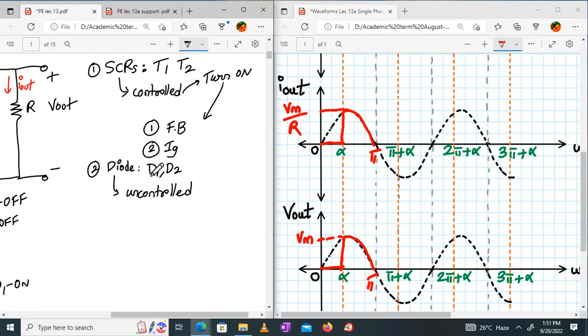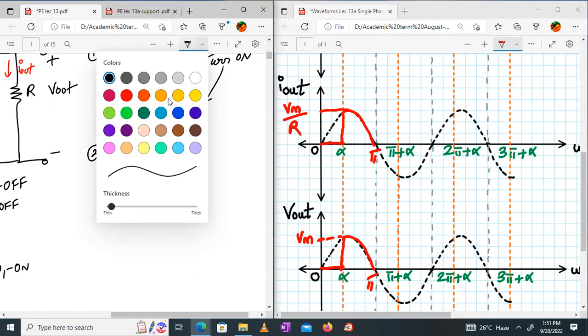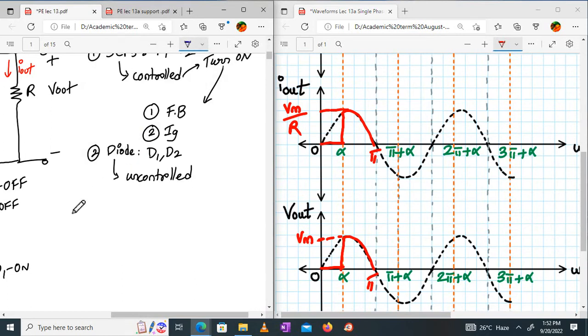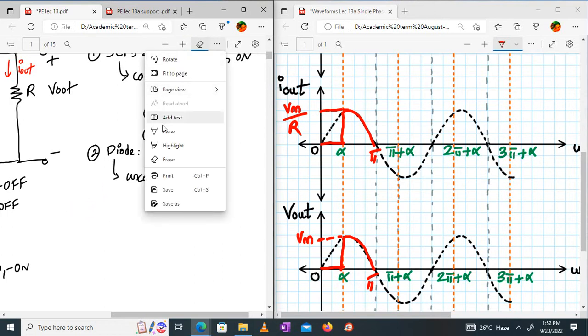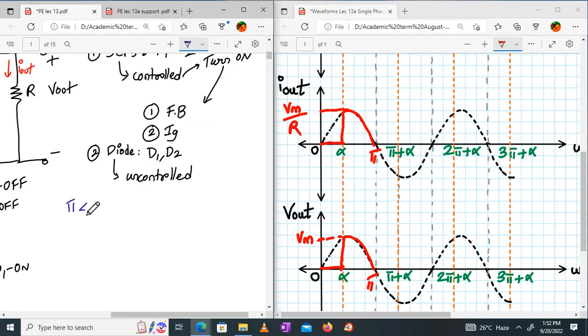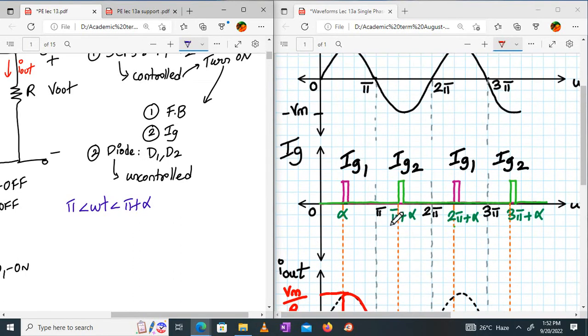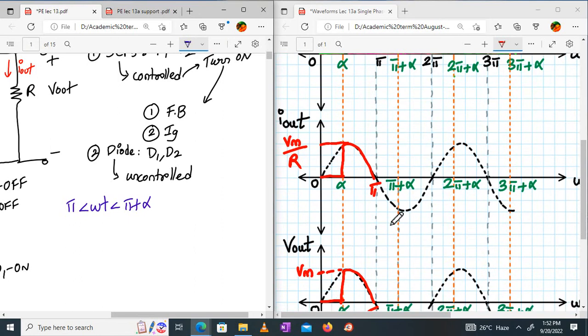Okay, fine. Now we have come to the next case. Let me change the color to blue. Now we are going from pi. Listen carefully, and this is important. Once one cycle completes, then it's easy. Now pi to pi plus alpha. Alpha is the firing angle, right? This period after pi, something interesting is happening. Your V in is going negative. V in is in a negative half cycle. So whenever V in goes in a negative half cycle, what will it do?